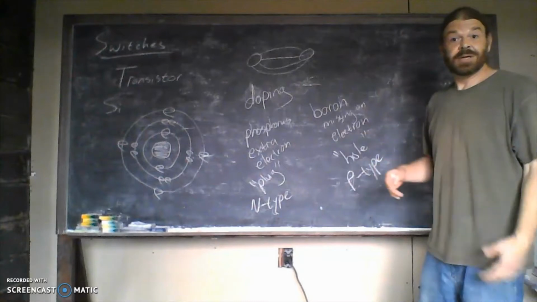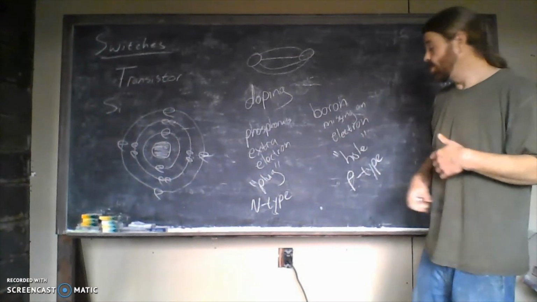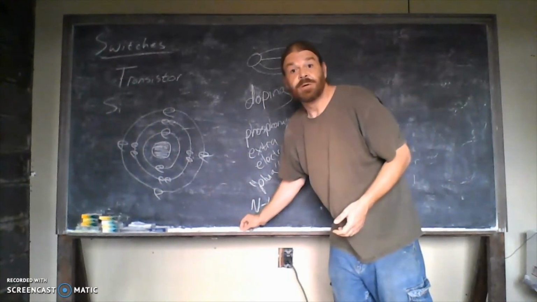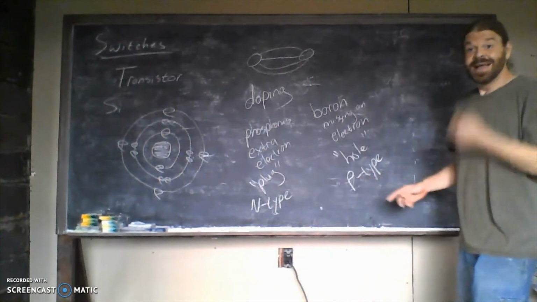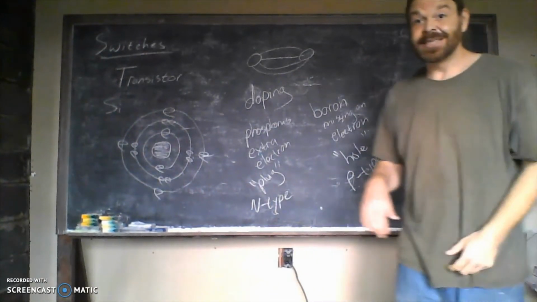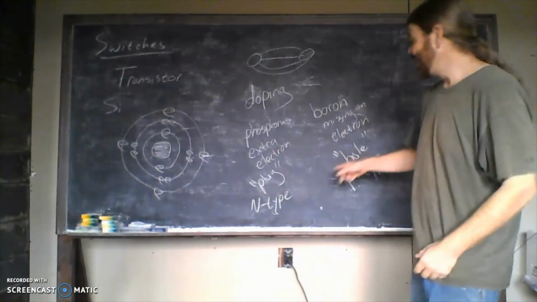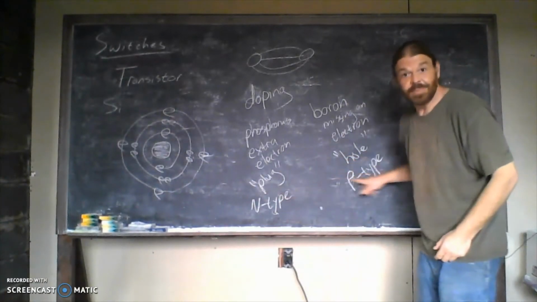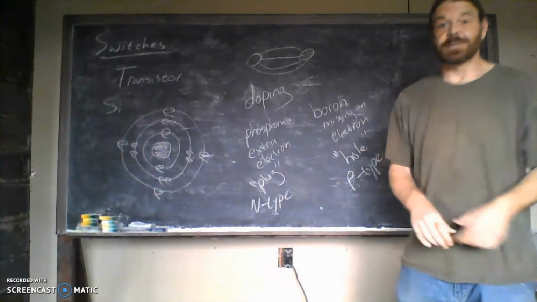So I'm going to go ahead and pause the video, render this down while I erase the board, because there's no need to watch me erase the board and get ready for the next picture. I'll be back in just a second to actually talk about transistors and how N-type and P-type silicon can be used to form a switch.